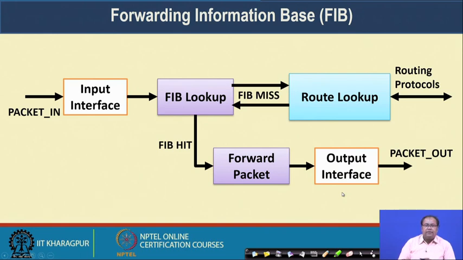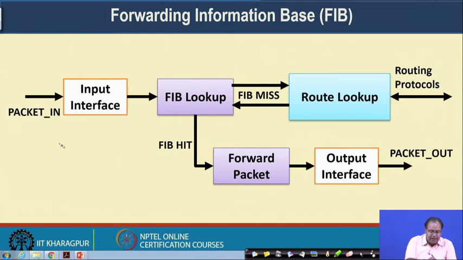So, this is the idea: whenever you have a packet-in event, meaning a packet is input to the system, it is put into the input interface. In the input interface, you look into the forwarding information base, your local cache of the routing table, which is implemented inside the hardware. If there is a hit, that means the information is there in your FIB, so you forward the packet, put it in the output interface and execute a packet-out event, that means output the packet to the link.